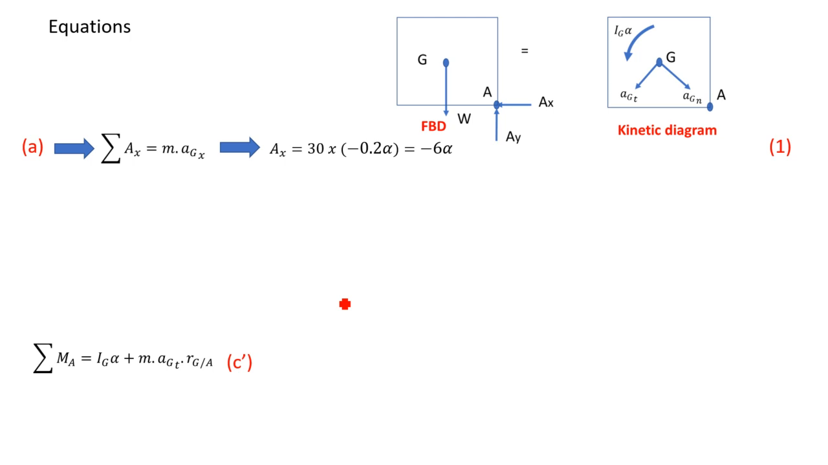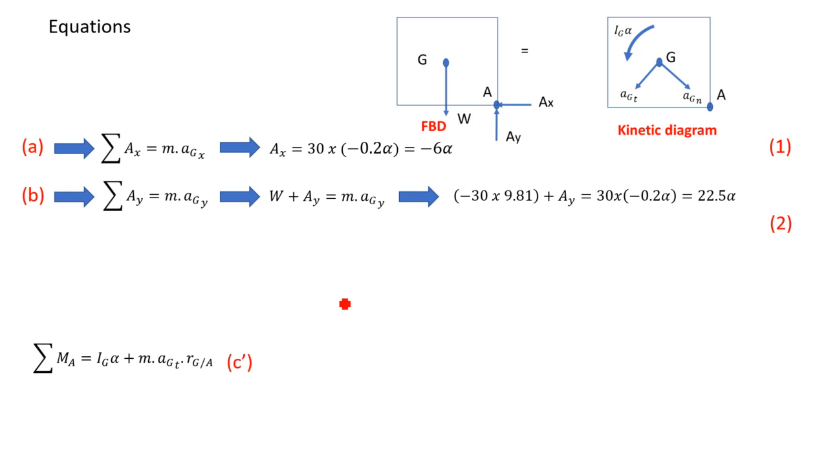We knew that. Now we go to the y direction, and here we're going to include the weight. So the weight is minus 30 multiplied by 9.81 plus the AY is going to be equal to the mass multiplied by the AGY. So again, we're going to have minus 30 multiplied by 9.81 plus AY is going to be equal to 30 multiplied by the 0.2 alpha, and this will be equal to 22.5 alpha.